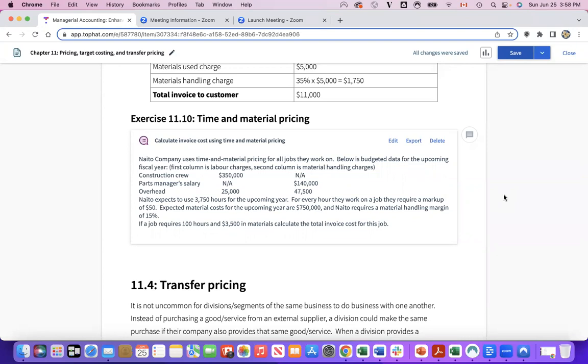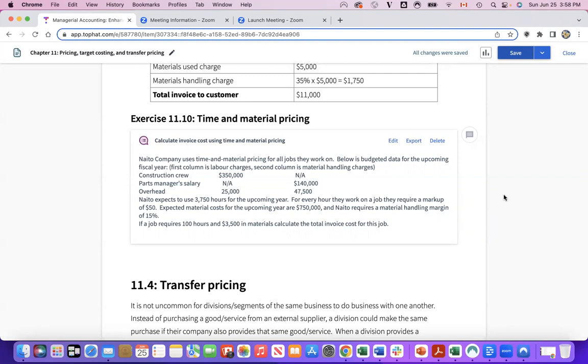So the first column is the labor charges. Second column is material handling charges. So we see for the construction crew, no material handling charge, $350,000 labor charge. Parts manager salary, no labor charge, material handling charge of $140,000. Overhead, there's a $25,000 labor charge, $47,500 material handling charge.